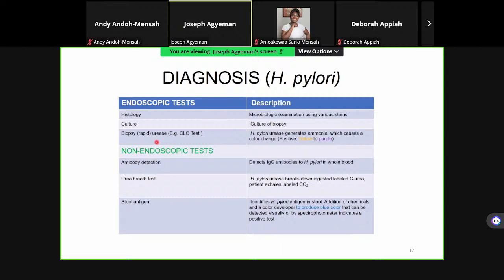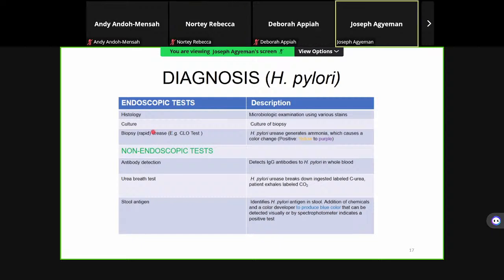Because if urea is broken down to ammonia and carbon dioxide, then it means urease is around. And where would urease come from? Urease will come from H. pylori. So by detecting the end product of urea breakdown, it means that urease was around that catalyzed the breakdown of the urea. And therefore, if urease is around, then we can only implicate H. pylori. This will confirm that H. pylori is there, and that gives a positive test.